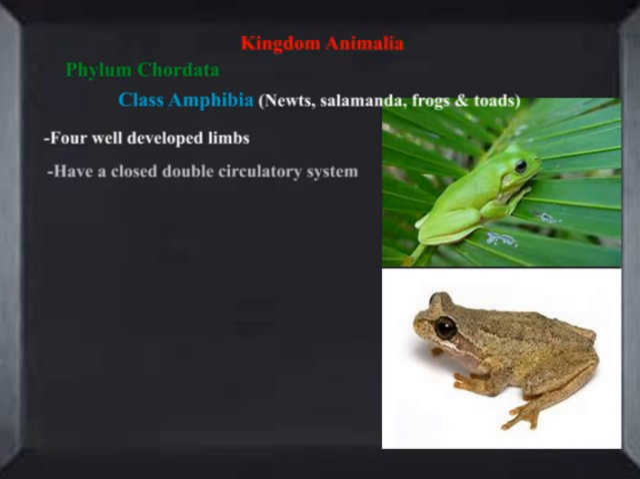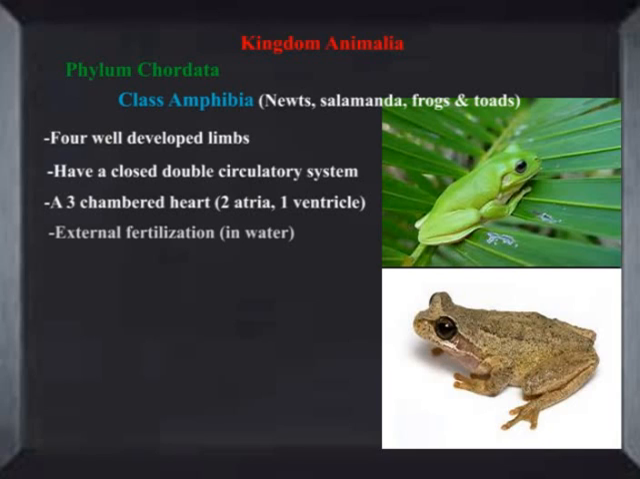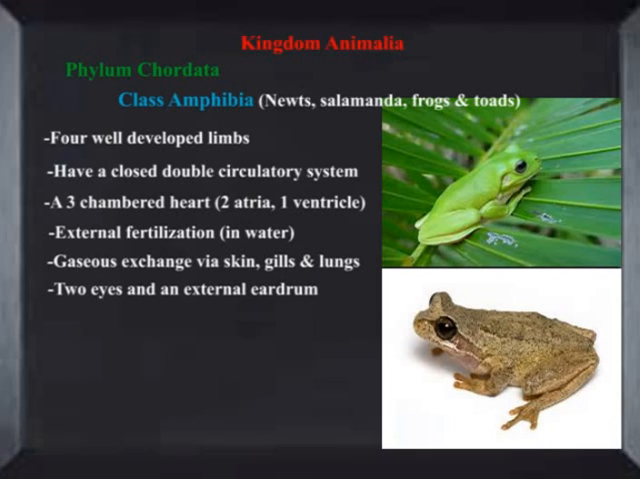They have a double circulatory system, that is, the blood passes through the heart twice in a complete circuit through the body. They have a three-chambered heart with two atria and only one ventricle. They breathe in water and fertilization is external. Gaseous exchange in amphibians occurs through the skin, gills, and the lungs. They have two eyes and an eardrum behind the eyes. They are ectothermic.